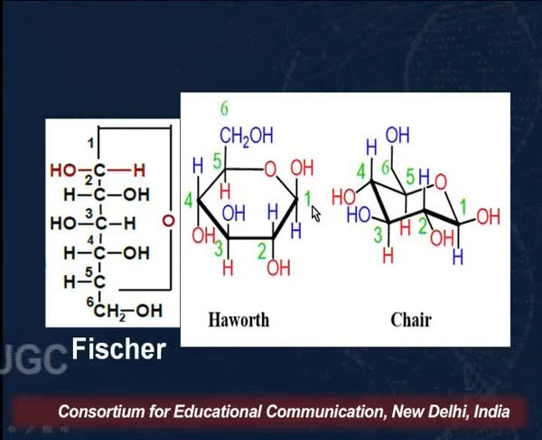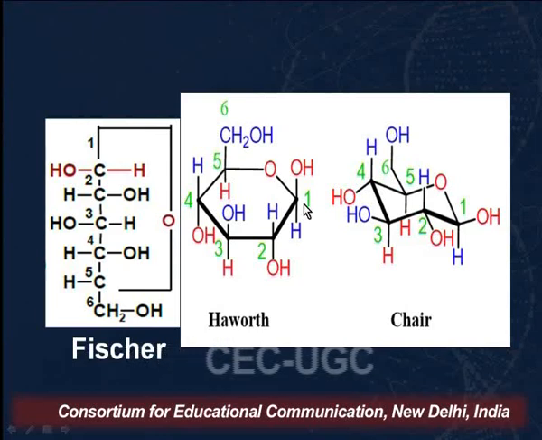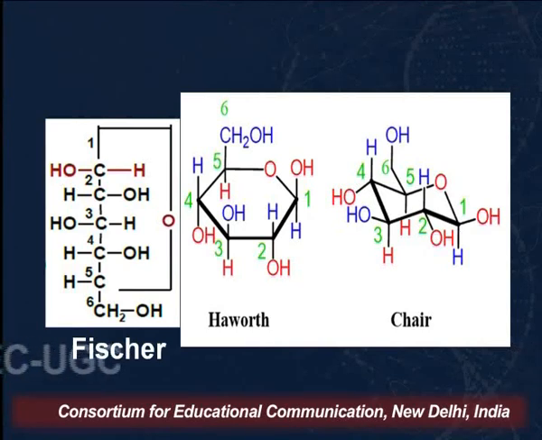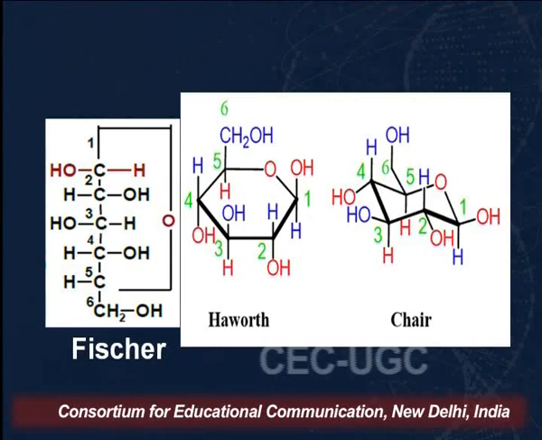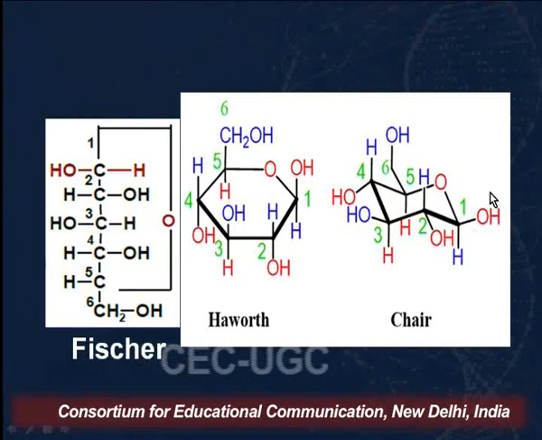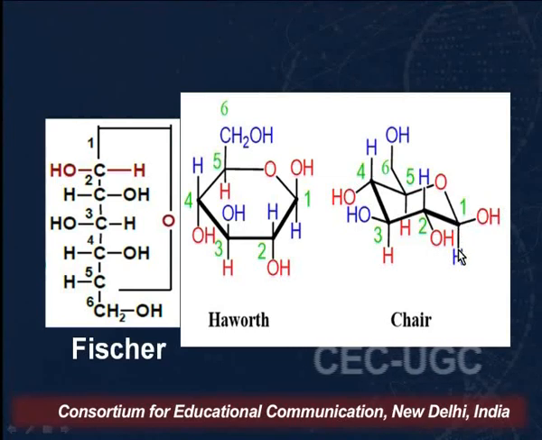So now if we have to compare, the question can be asked, which of the following is the correct representation for the alpha D form or the beta D form? Now what they can do, to confuse you, is give you the correct form for Fischer, the correct form for Haworth, but when they are talking of the chair conformation, they will put OH at the axial position.